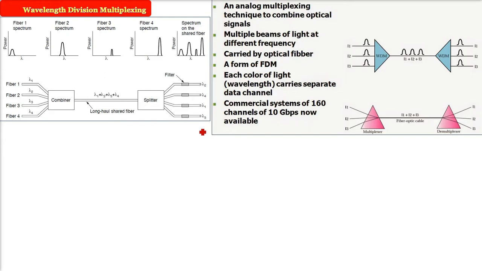Wavelength division multiplexing. Wavelength is a property of a signal. Any sine, cosine type of wave will have a wavelength. That is, wavelength is the distance between two crests or two troughs.